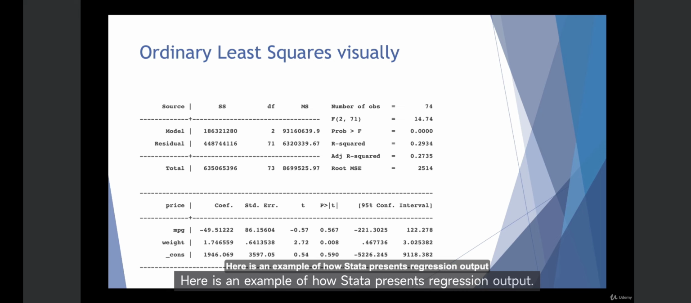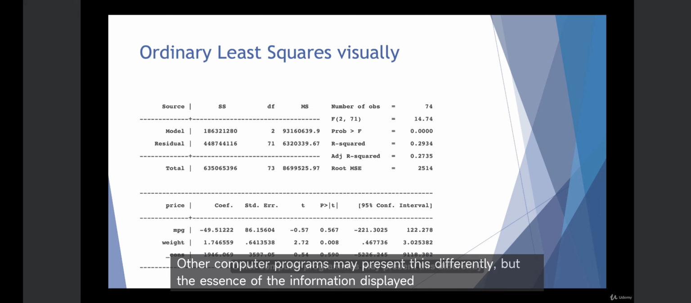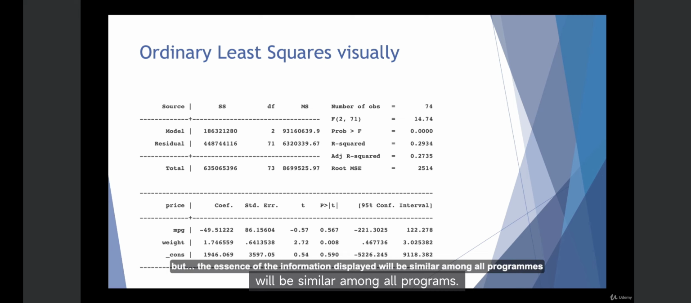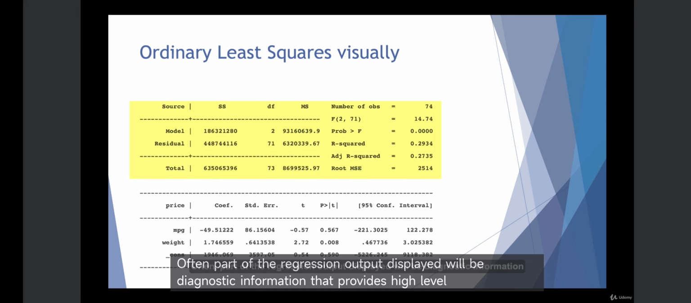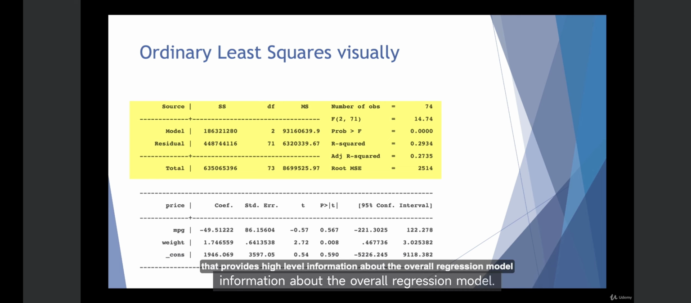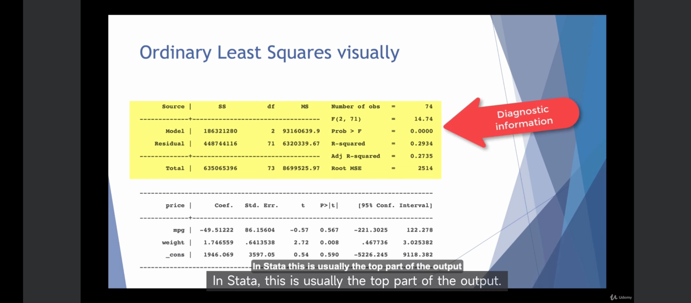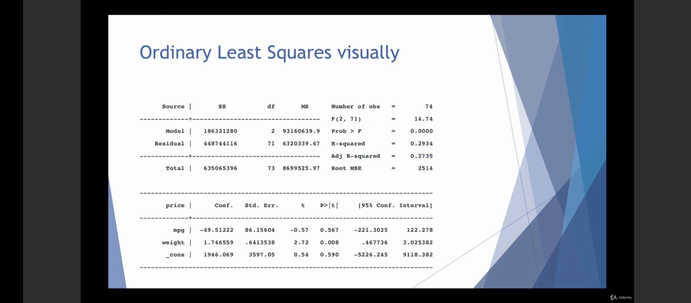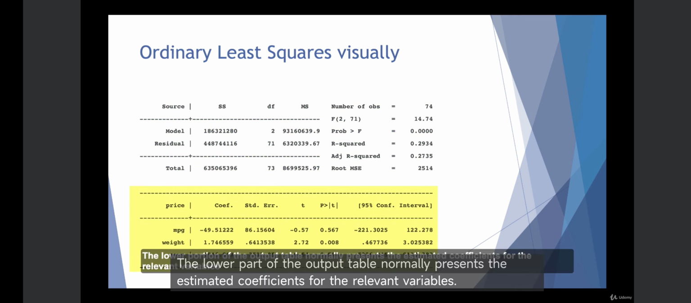Here's an example of how Stata presents regression output. Other computer programs may present this differently, but the essence of the information displayed will be similar among all programs. Often, part of the regression output displayed will be diagnostic information that provides high-level information about the overall regression model. In Stata, this is usually the top part of the output. The lower part of the output table normally presents the estimated coefficients for the relevant variables.